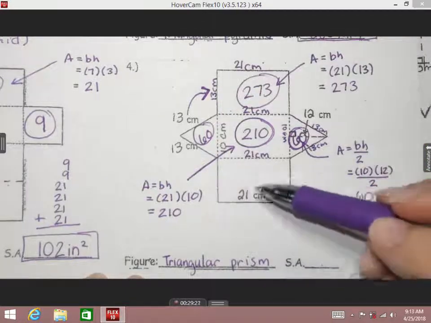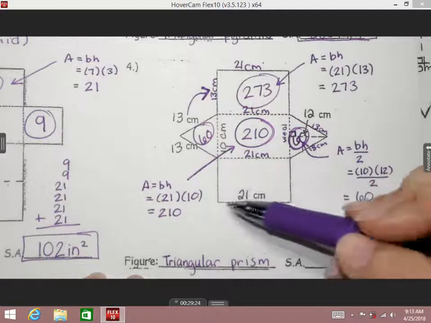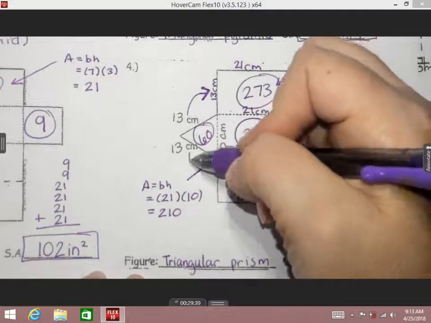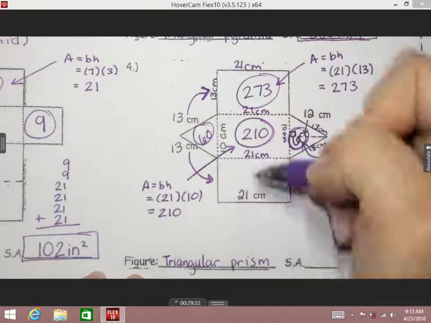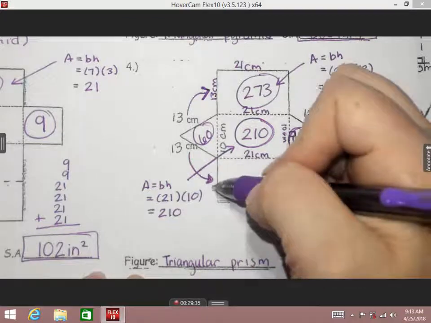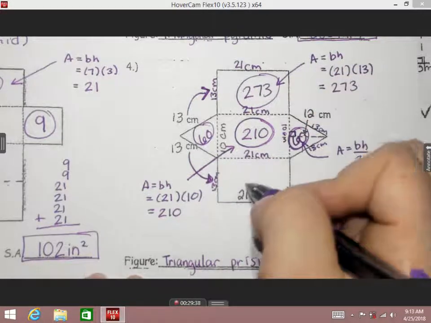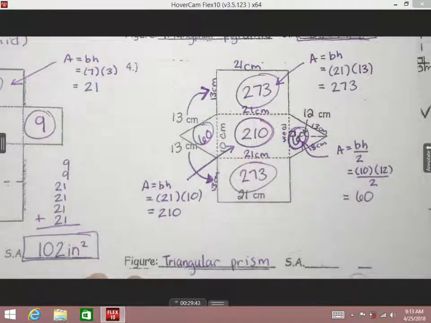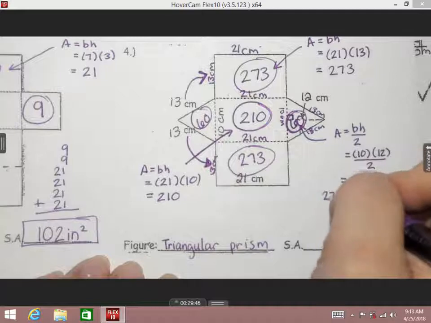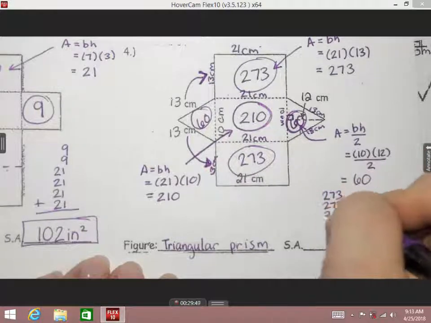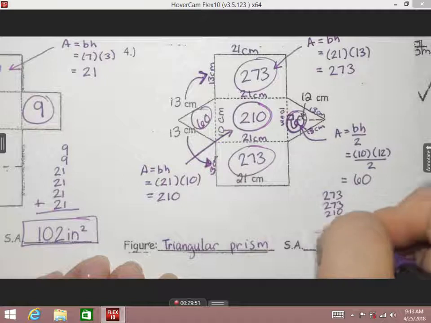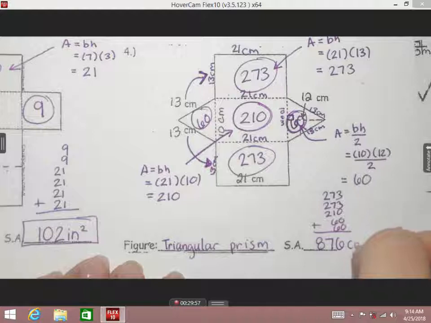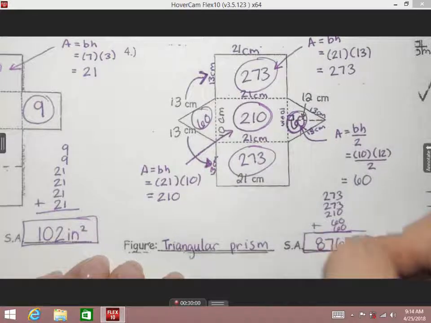All right, what about this rectangle? What is my base here? 21. What is my height going to be? 13, because there's the side that it folds up with. So this one is also 21 and 13, which means it's going to be 273. Okay. So now I need to add those up: 273, 273, 210, 60, 60. When I add those up, what do we get here? 876 centimeters? Squared, because it is area.